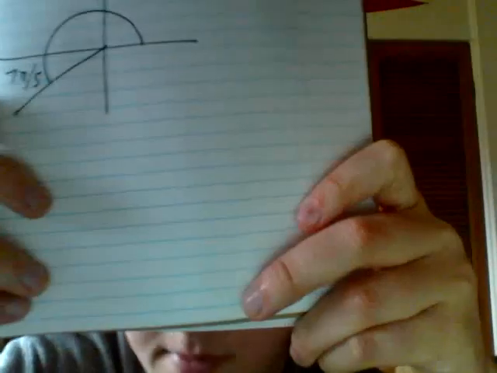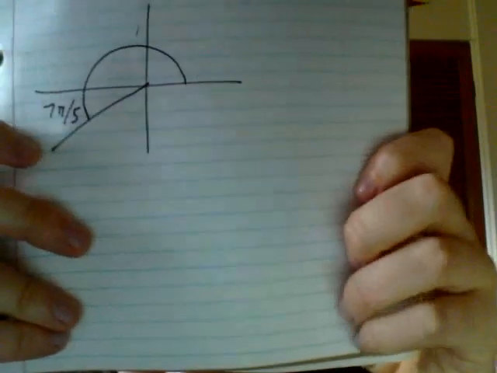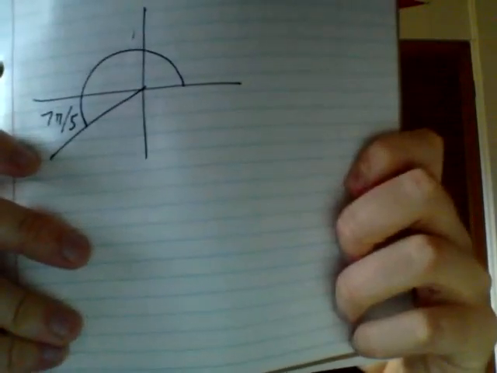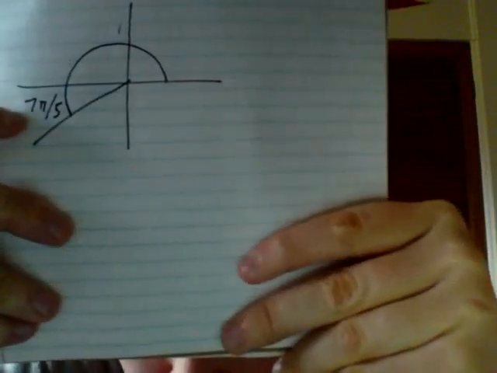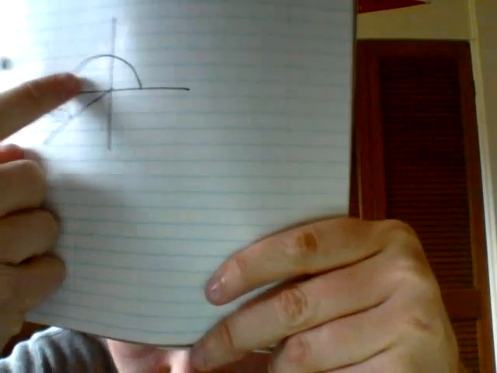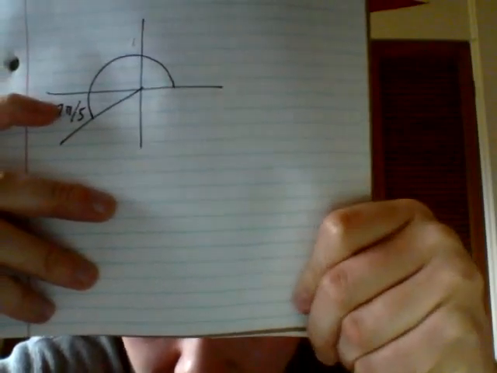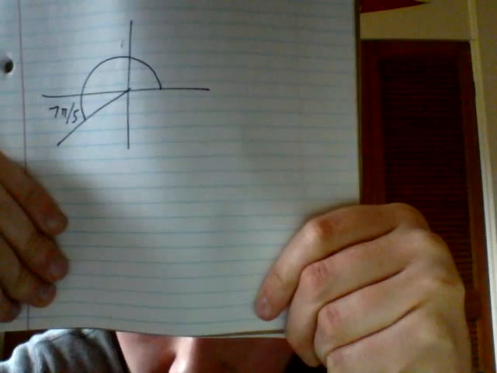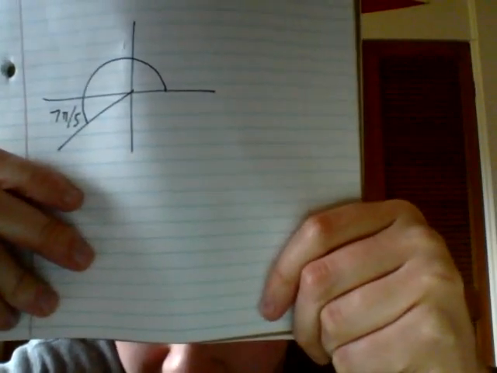So as we start, 7 pi over 5 is obviously not within the interval 0 to pi. But what we can do is find a coterminal angle, which would be in this quadrant right here. And how we do that is by, first of all, finding how far from pi 7 pi over 5 is, which would be 2 pi over 5.